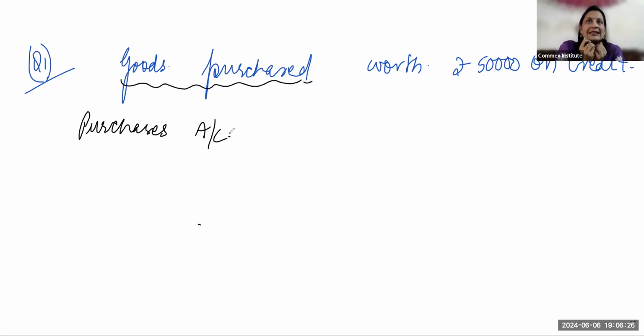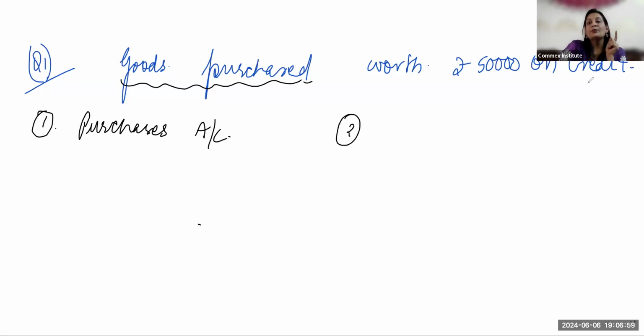If I'm running a stationery shop, then when I purchase stationery, that is my purchases, to sell it further into the retail market. Or if I'm dealing in some electronic items, then when I purchase those electronic goods, those will be my purchases. So purchases account is basically the item in which you're dealing when you're purchasing that item to sell it further, or the raw material to manufacture our final product. So here the account involved is purchases account.